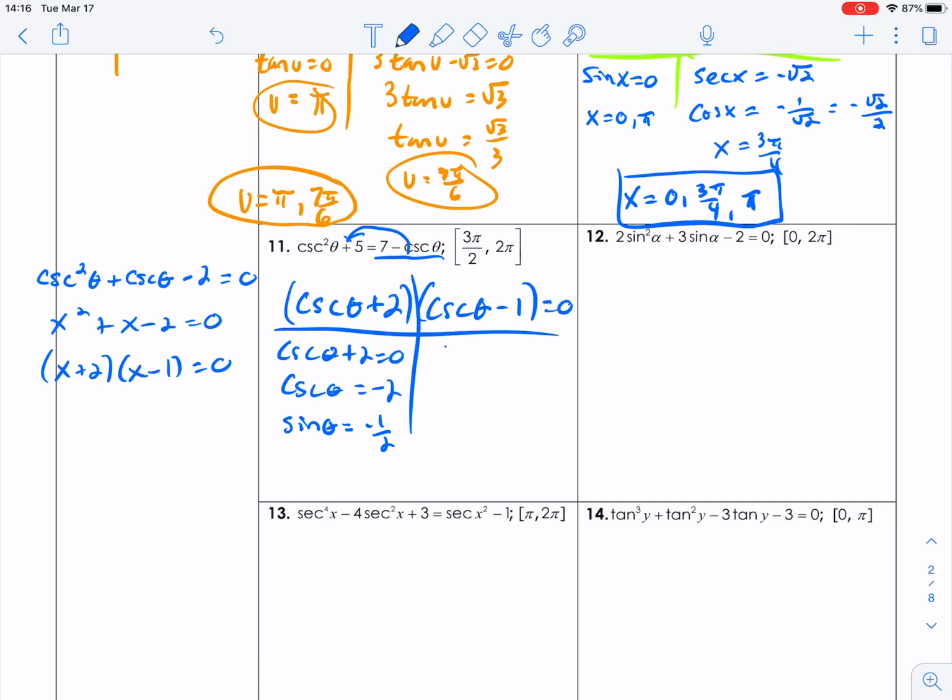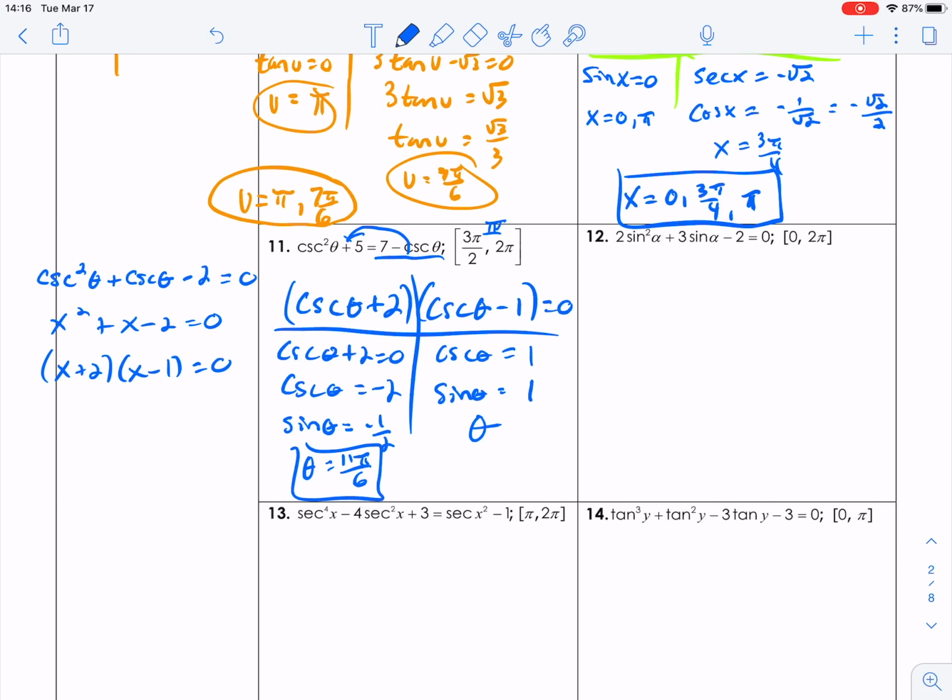This one, same thing. Cosecant of theta equals 1. Sine of theta equals, reciprocal of 1 is 1. Nice. So theta equals, what quadrant are we in here? Fourth quadrant. So in the fourth quadrant, we get 11 pi over 6. And can sine equal 1 in the fourth quadrant? No. So empty set. Therefore, our answer is thus.